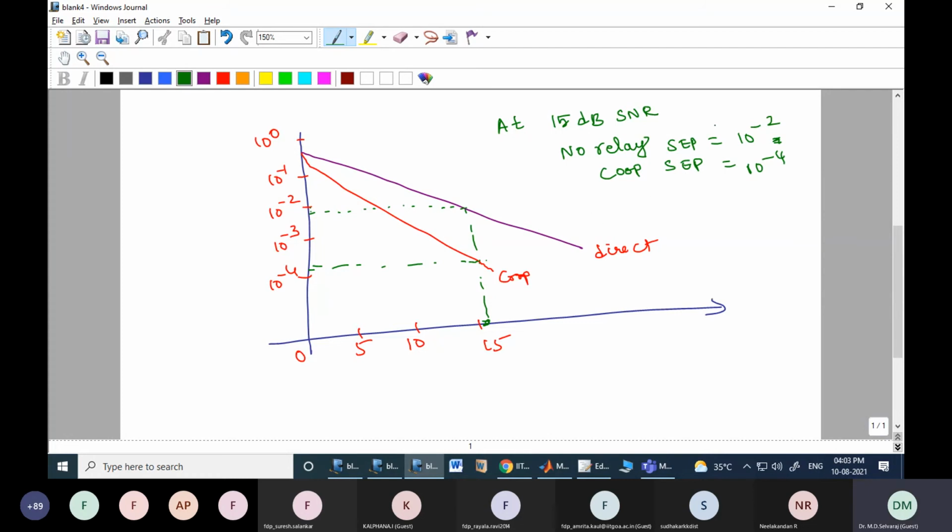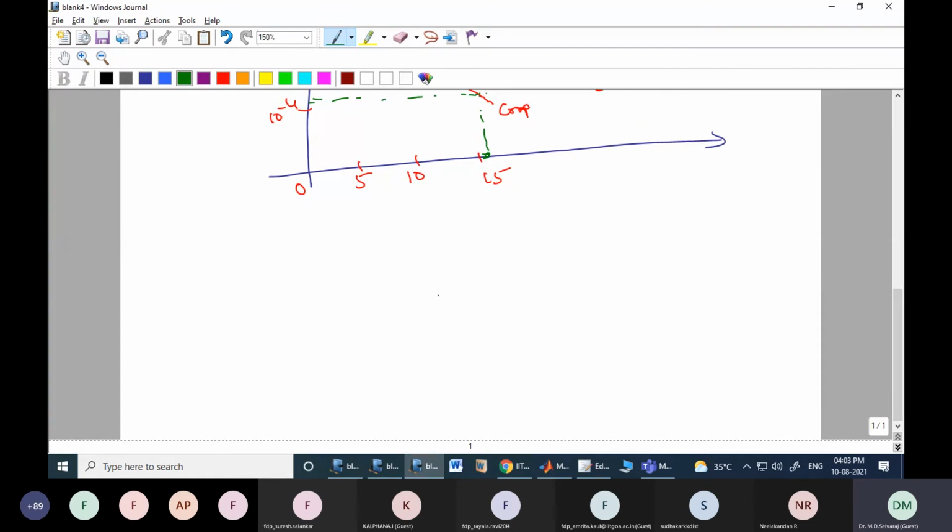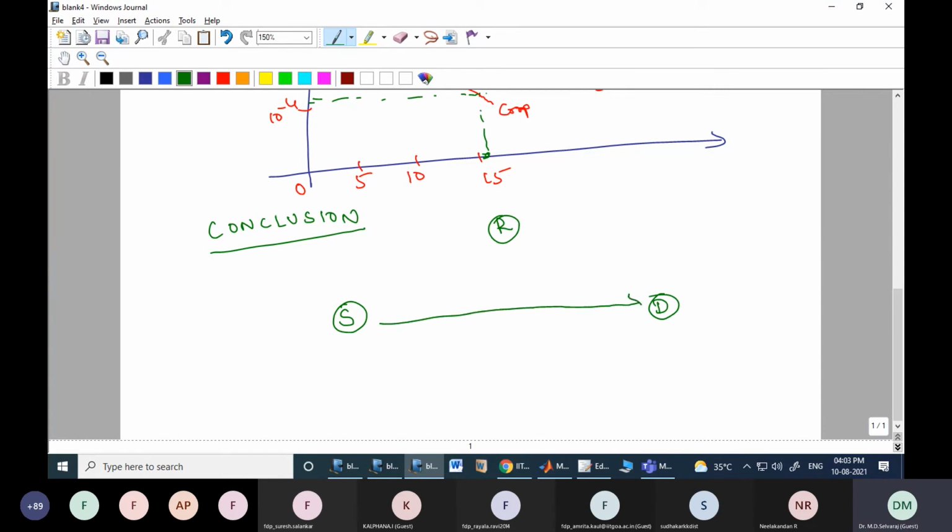So these are the two important inferences we get from this system. The conclusion is about the cooperation. Suppose I have a source, relay, and destination. Instead of transmitting directly only from source to destination, if you cooperate with the relay, then the performance is going to be much better.